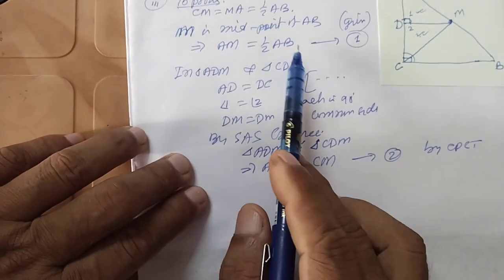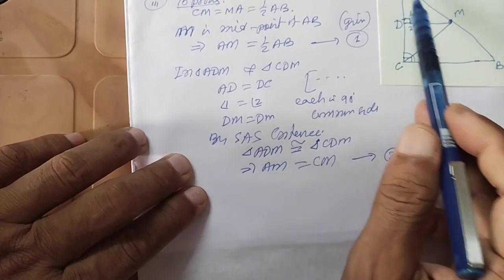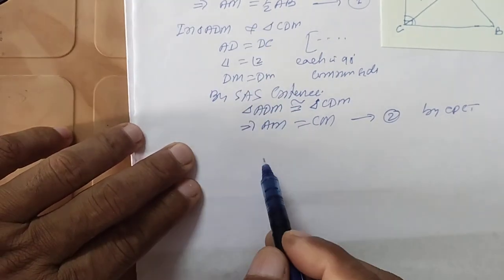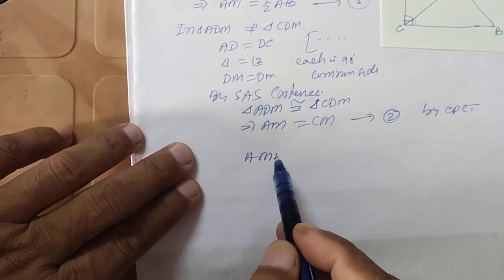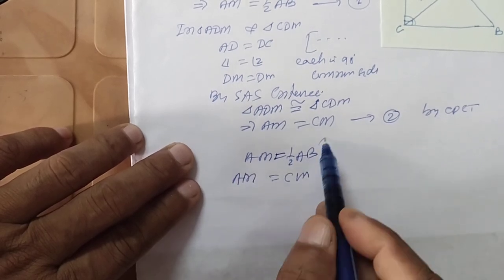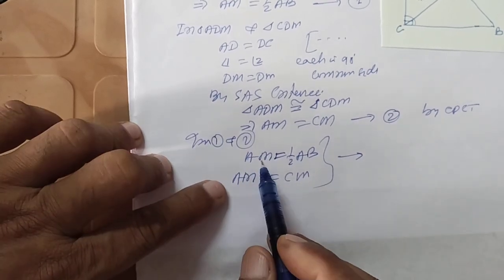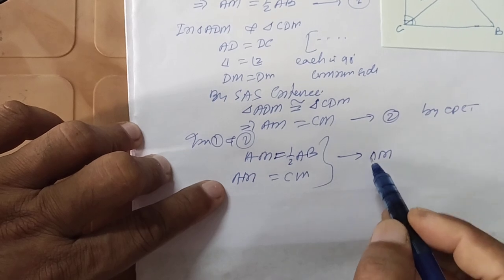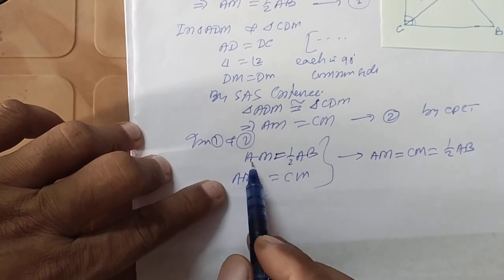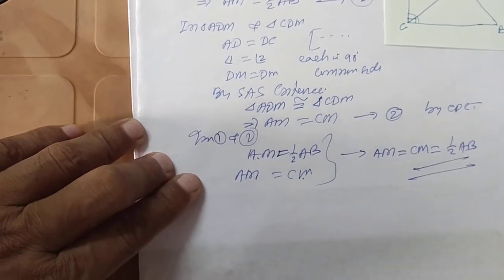So what are we getting from equations 1 and 2? In equation 1 we are getting AM is half of AB, and in equation 2 we are getting AM is equal to CM. So from equations 1 and 2, AM is equal to CM is equal to half of AB, and this is the complete proof for this question.